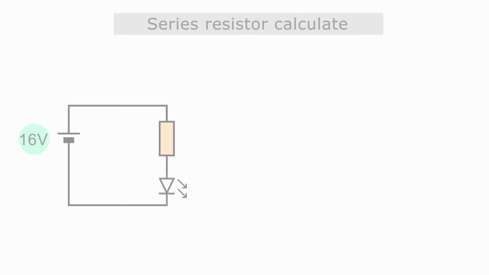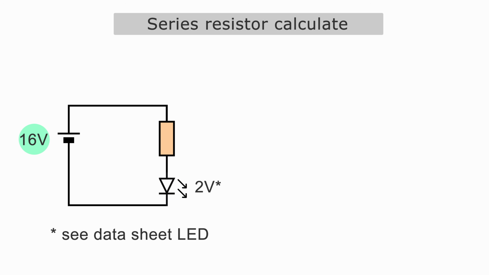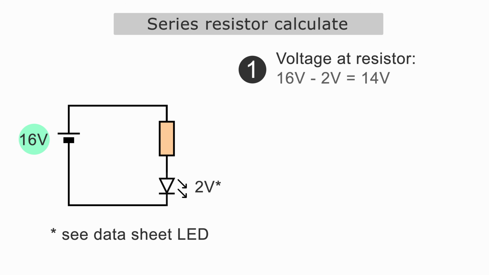The LED and the series resistor share the operating voltage. The forward voltage drops across the light-emitting diode. The remaining voltage drops across the resistor. So we can simply subtract the forward voltage from the operating voltage. The result is the voltage across the resistor. We calculate 16 volts minus 2 volts, which equals 14 volts.